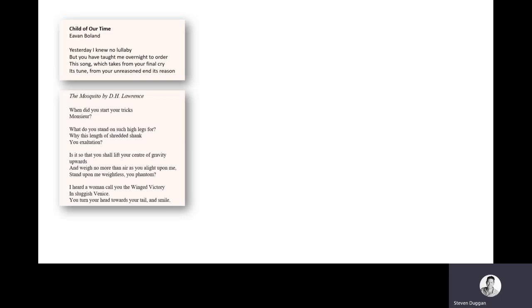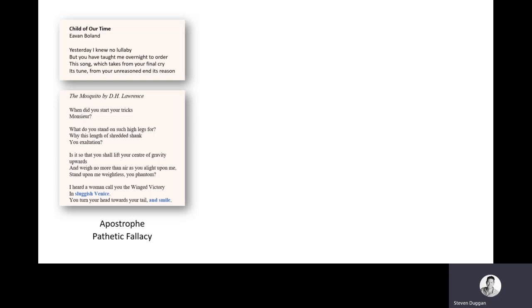Or this one by D.H. Lawrence, The Mosquito: "When did you start your tricks, monsieur? What do you stand on such high legs for? Why this length of shredded shrank you exaltation?" In both cases, the poets are using apostrophe. They're speaking directly to somebody: to the child in Eavan Boland's poem, directly to the mosquito itself in D.H.